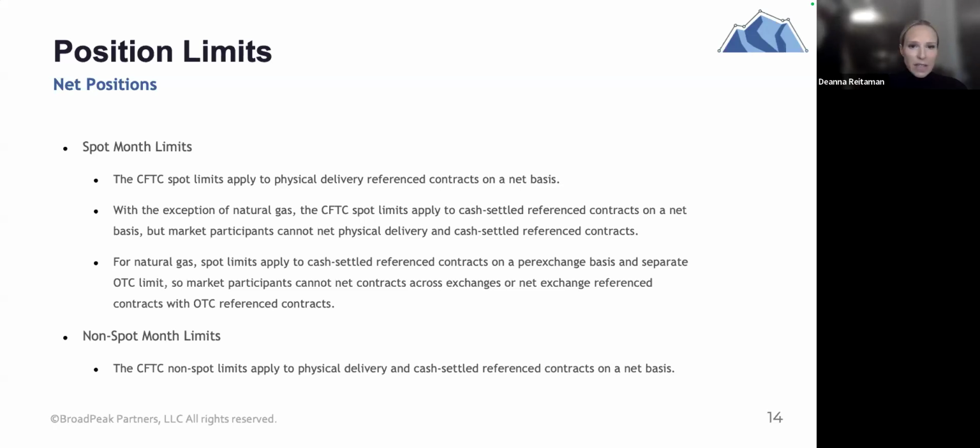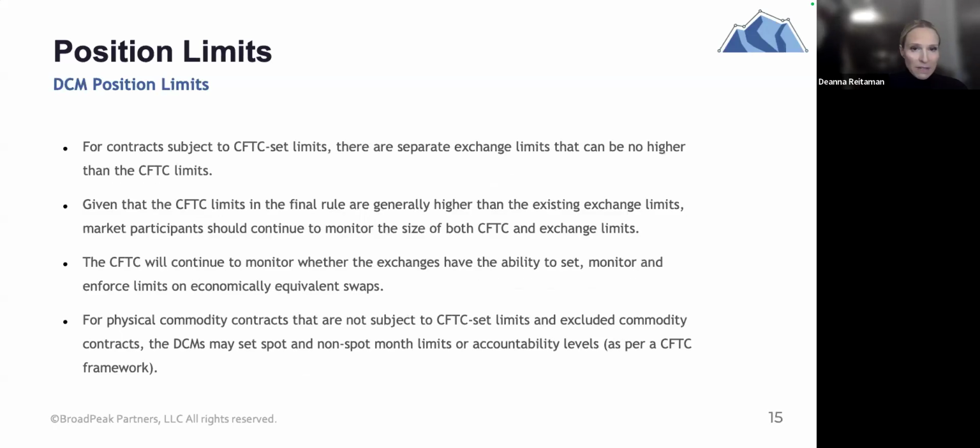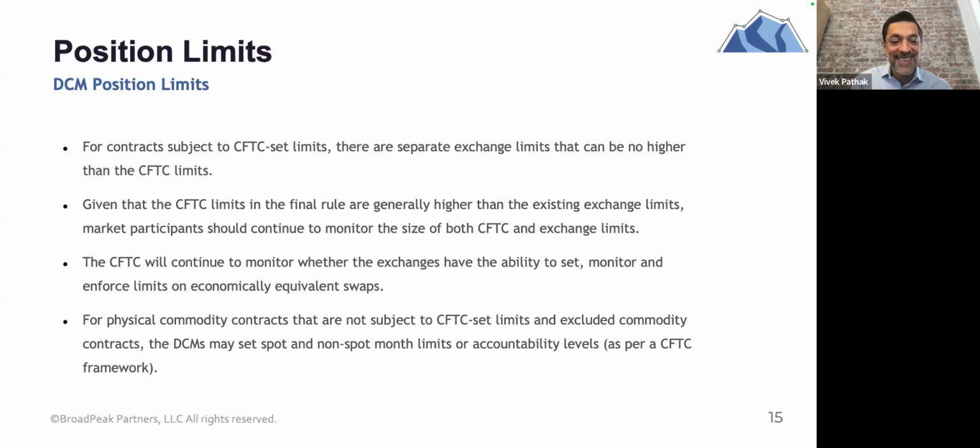If you go to slide 15, I'm on slide 15 here. Let me turn it. Oh, sorry. Sorry. Go back. Looking at a different screen. Nope, go ahead. This is good.